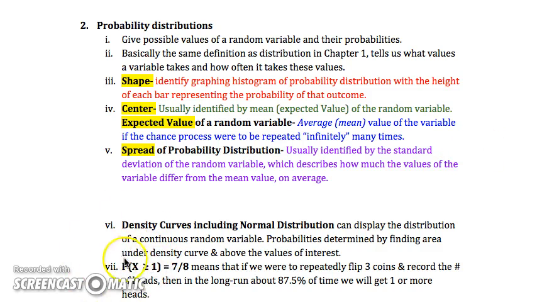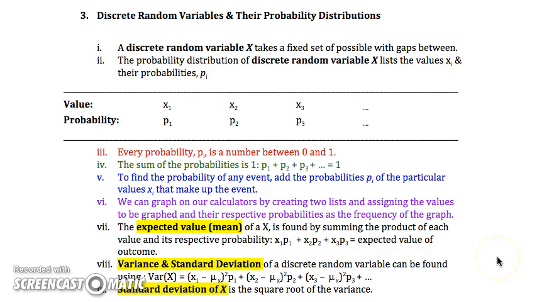So when we write the probability of x being greater than or equal to 1 equals 7/8, this is in flipping coins, 3 coins, and recording the number of heads. We're saying that in the long run, remember that's key when interpreting probability, about 87.5% of the time we would get 1 or more heads. So let's look at the probability distribution and how you're going to answer your free response. We have values, we have the probabilities. Remember, the total of the probabilities needs to be 1 or 100%.